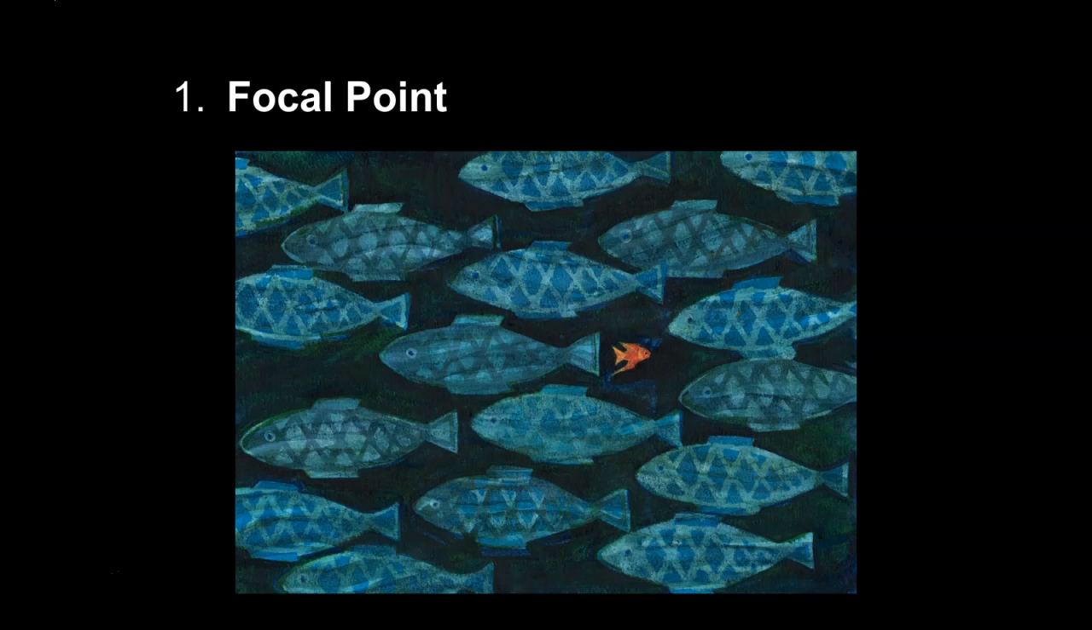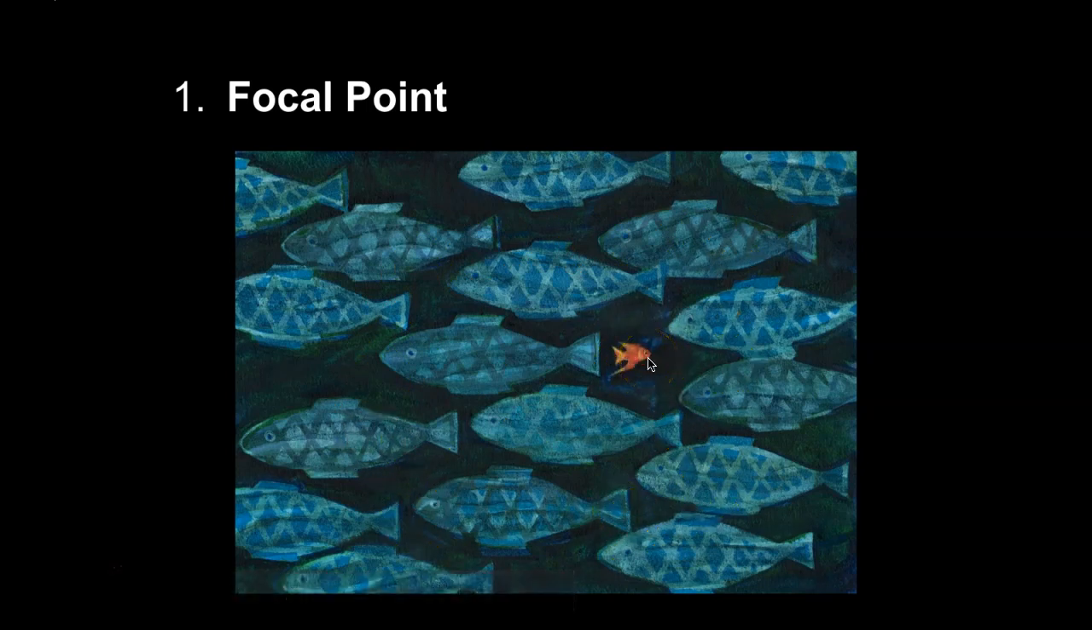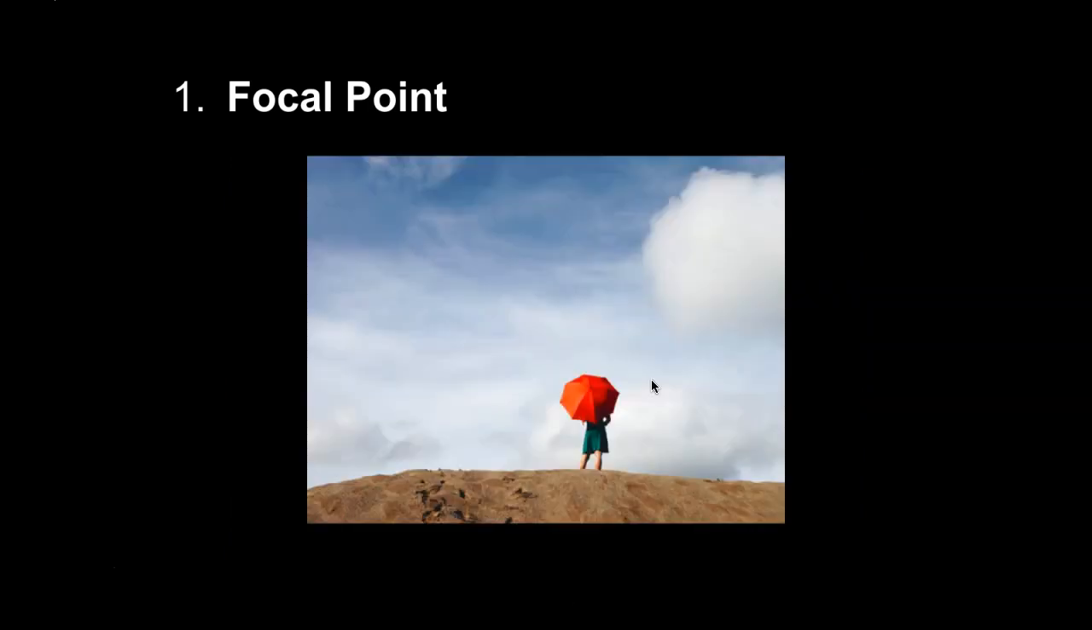You might have previously thought rationally that if you have a lot of something, then that's going to be the most important thing. And it is. It's an important part of the composition, these blue fish. But this one little orange fish, that's what automatically grabs your eye as soon as you look at this image. With our photographs, we want to try to do that as well. Create a nice, strong focal point.